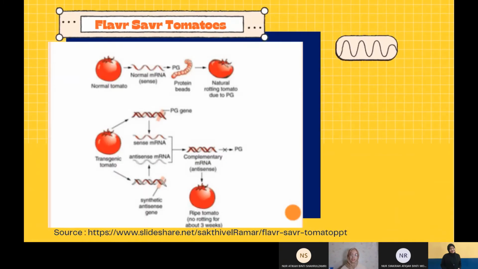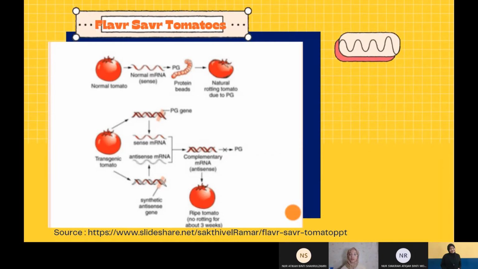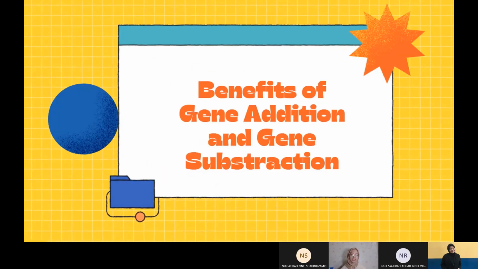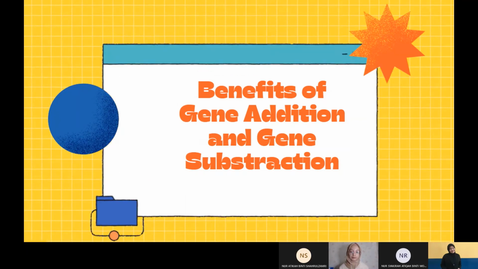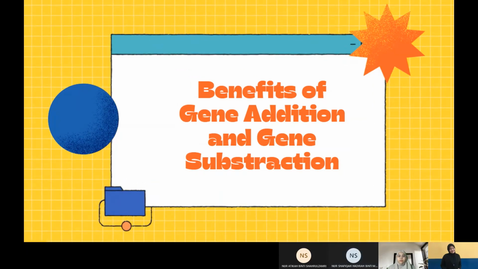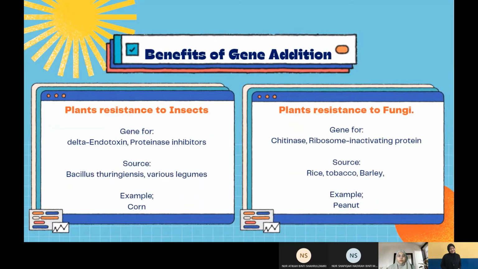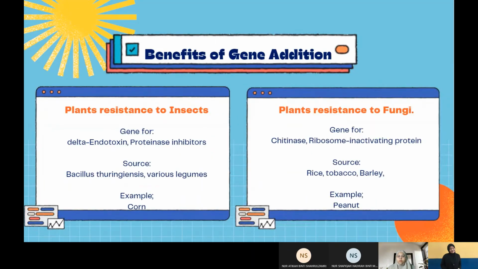Here we can see the normal tomato and the transgenic tomato. I will pass the presentation to Shakira. So I will present the benefits of the gene additions and the gene subtractions. The first one is the benefits of the gene additions.